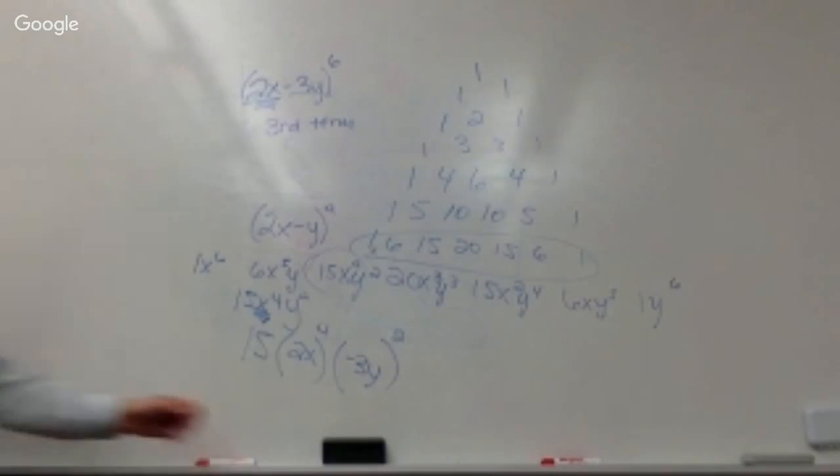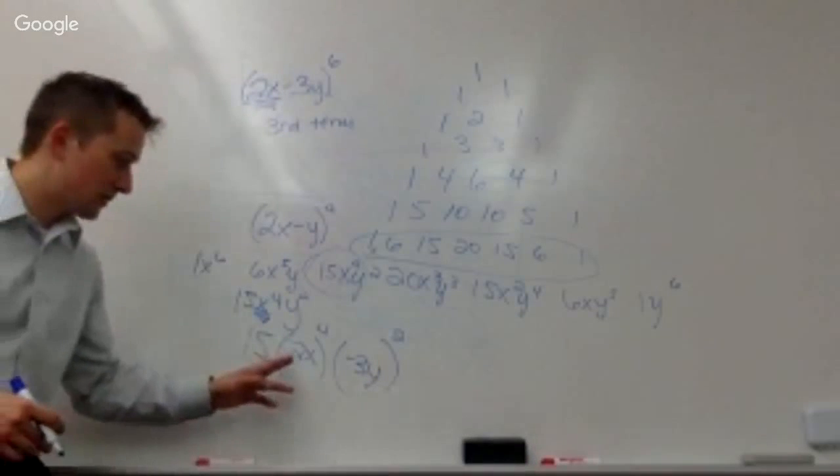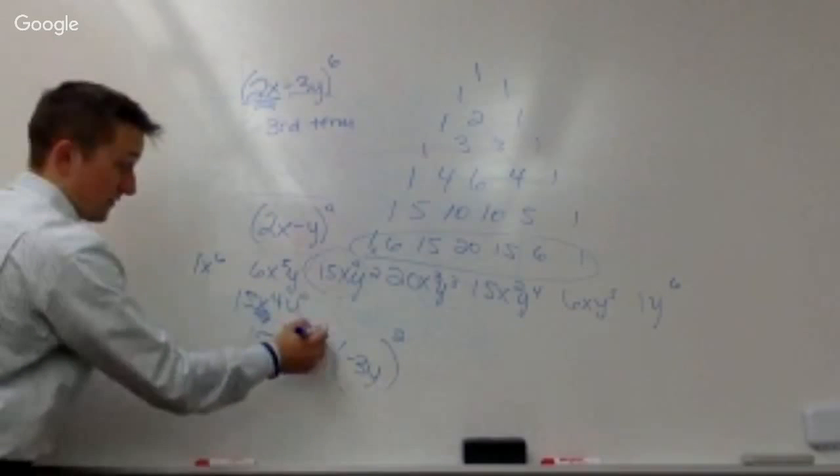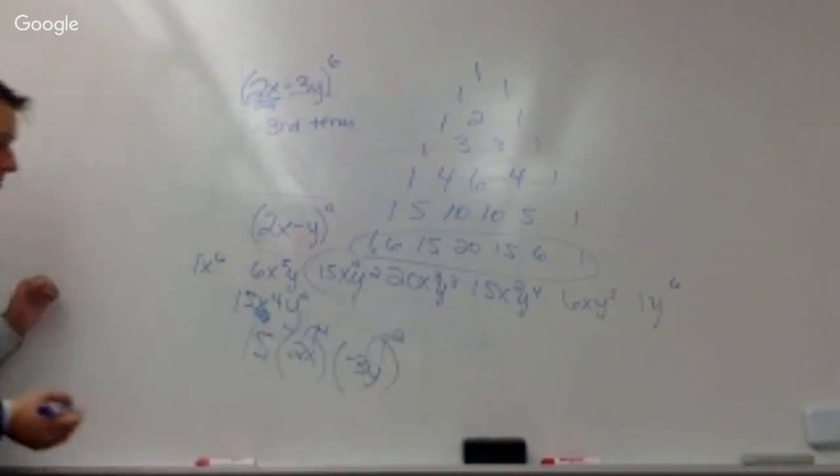Okay? So let's do it step by step here. Let's go to the powers first. 2 to the fourth gets me what? Because these both have to go in, right? So does the 2 there? 16.